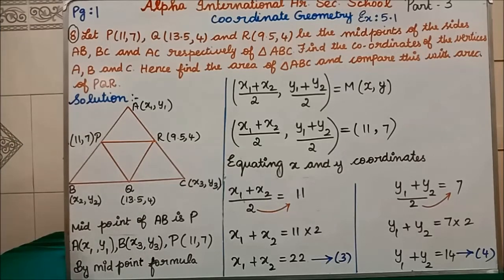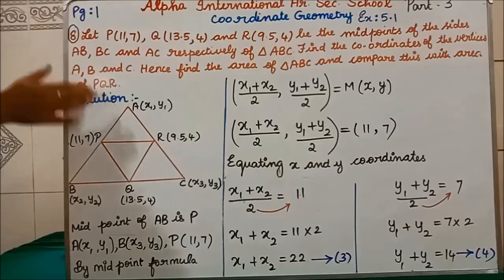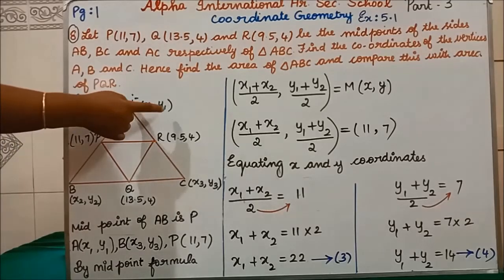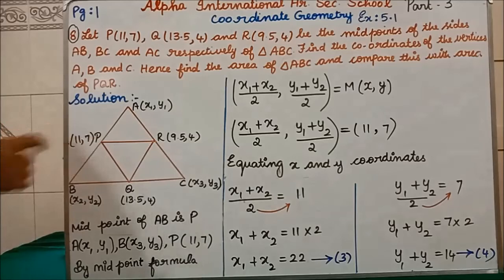What I am going to do is write page numbers. This is the first page number. I will not erase the question and the diagram till the last line. I will erase from the midpoint part only, and after that I will write. Clear? Now first we are going to find the vertices A, B and C.